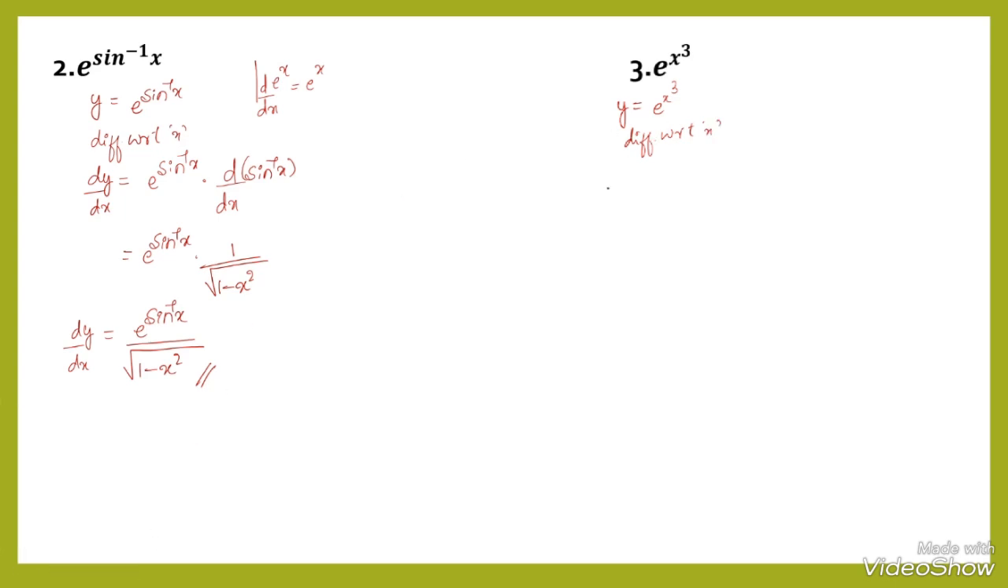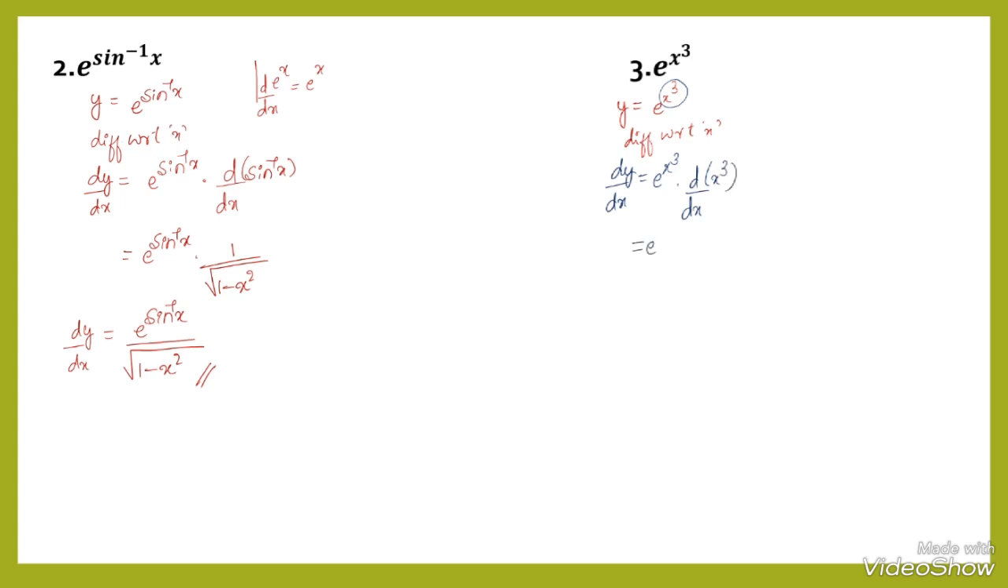Now dy by dx is equal to, in place of x we have x cube. So first I can differentiate e to the power x. In place of x we have x cube. Therefore I can write x cube. Again in place of x we have x cube, so I can again differentiate d by dx of x cube.